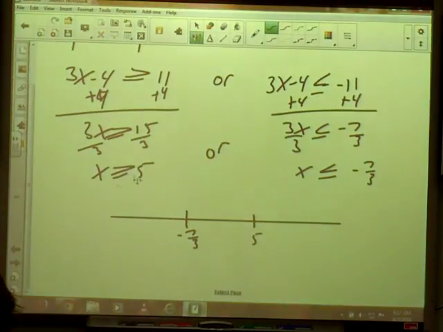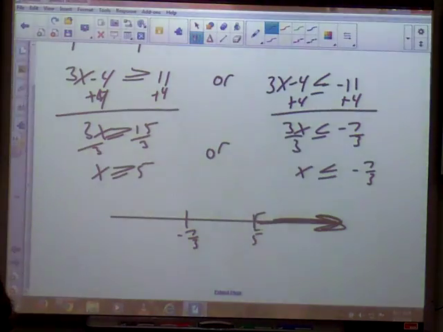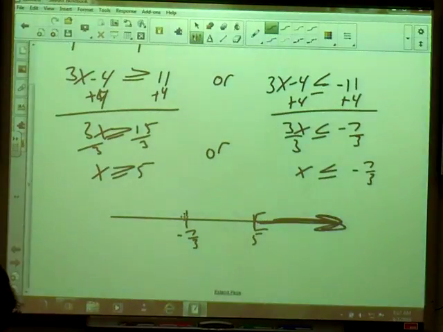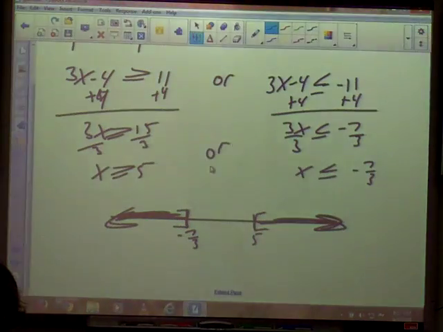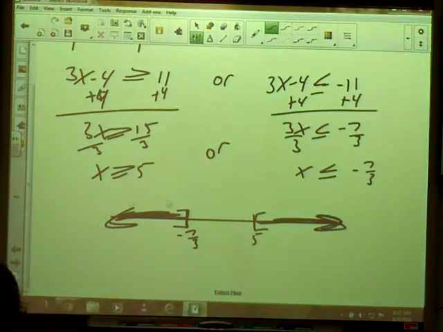Okay, greater than or equal to 5. That means it's going to go to the right of 5, and it would get a bracket. Less than or equal to negative 7/3 means it's going to go to the left of negative 7/3, and it would get a bracket. I told you yesterday that most of the time your ors would be shaded in different directions. So you see that here.